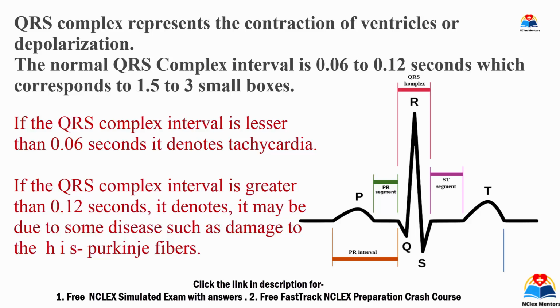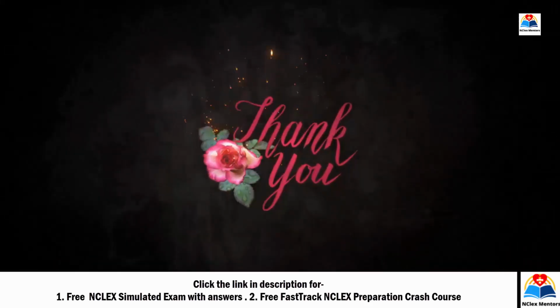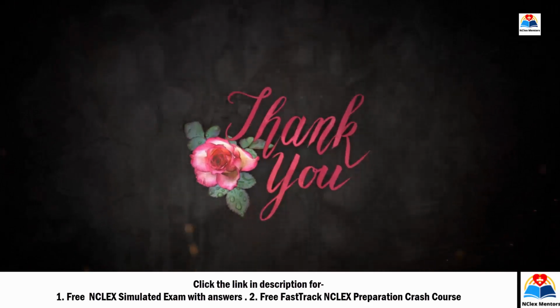If the QRS complex interval is less than 0.06 seconds, it denotes tachycardia. If the QRS complex interval is greater than 0.12 seconds, it may be due to some disease such as damage to the His-Purkinje fibers. The next chapter with interpretation will be important after learning all these interpretations and covers many case studies.